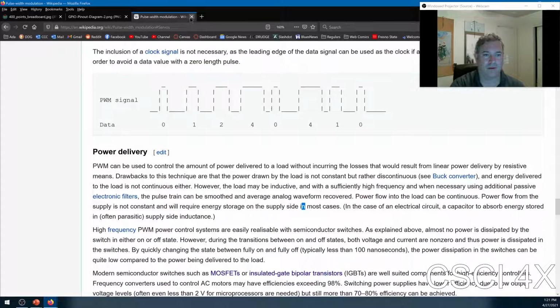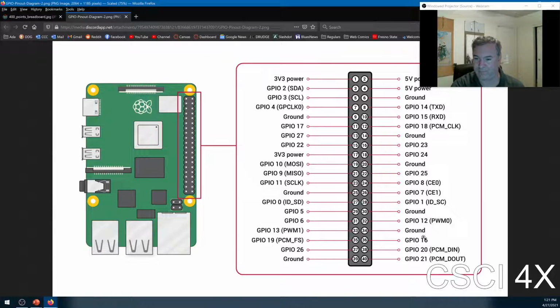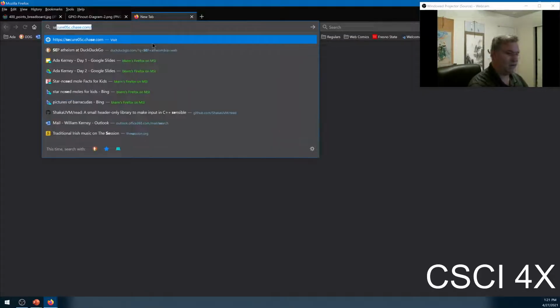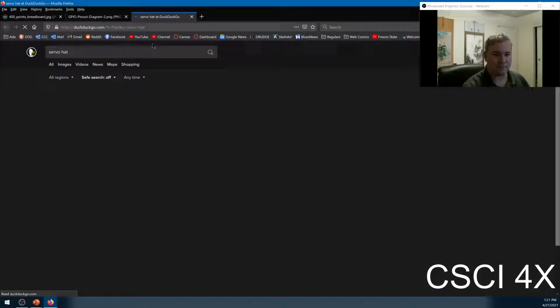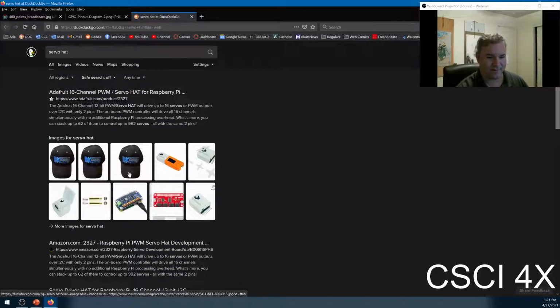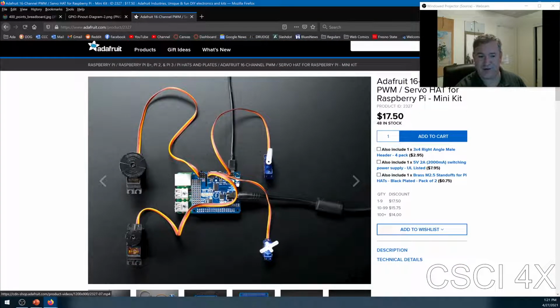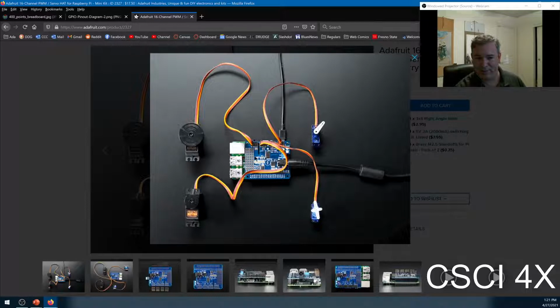And so PWM, the Raspberry Pi has a couple PWM pins, and if you need more analog outs than that, you're kind of hosed. There's these things called servo hats. If you want to control multiple servo motors, you need multiple PWM outputs, and there's just not enough from the Raspberry Pi. So you buy this thing called a servo hat, and you attach the servo hat to the Pi.